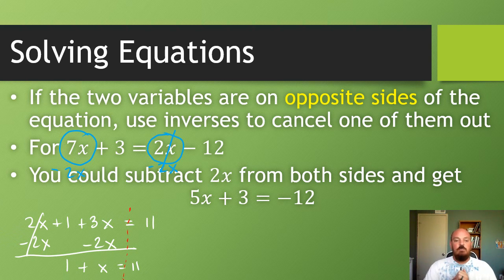Focus on the two things we talked about today. If the numbers are on the same side of the equal sign, just add them together. If they're opposite sides of the equal sign, pick one of them. Like I said, I usually pick the smaller one, subtract it off, cancel it out, and then you'll only have 1. So let's do a full example.